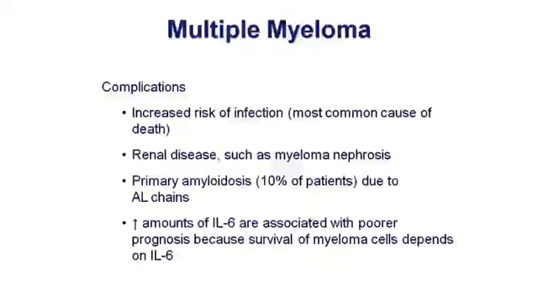Why? Because primary amyloid is also called AL. AL stands for amyloid of light chain. So again, with primary amyloid, you also have plasma cells making Bence-Jones proteins. So be aware of that, okay? You also have increased amounts of IL-6 associated with poor prognosis because survival of myeloma cells depends on IL-6.